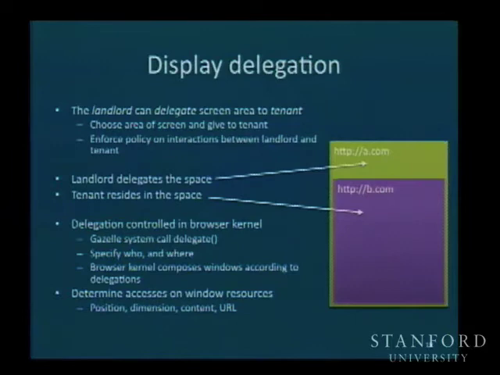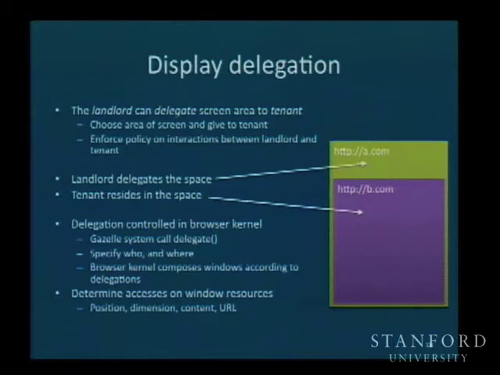So what happens here is the landlord chooses an area of the screen and gives up its rights to that square. And so in this simple example, A.com is the landlord and has delegated an area to B.com. And the act of delegation has been exposed to the underlying browser kernel so that the browser kernel can now impose access control on the different parameters associated with windows, as well as crosstalk that has to do with the layout and the display of pages.